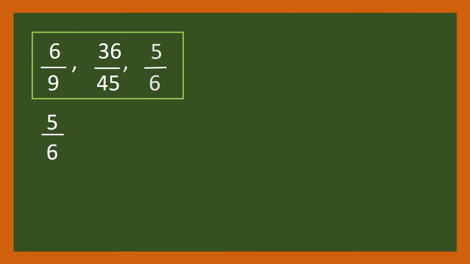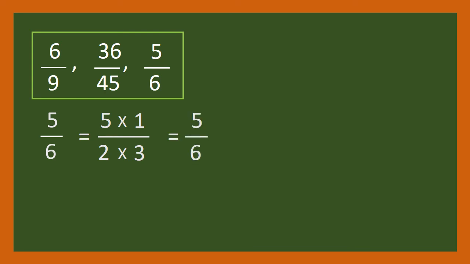Now let's take our third example, that is 5 upon 6. 5 is a prime number, so its only factors are 1 and 5 itself. The prime factors of 6 are 2 and 3. As you can see here, numerator and the denominator do not share any common factors. So 5 upon 6 cannot be reduced further. Thus 5 upon 6 is already in lowest form.